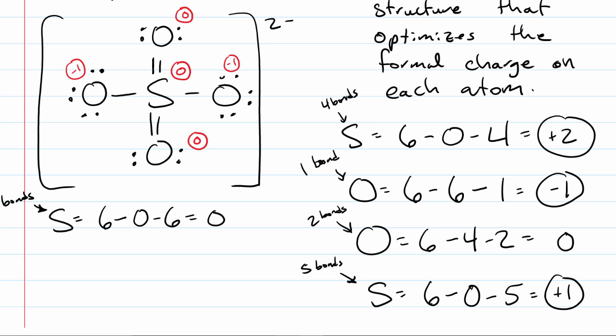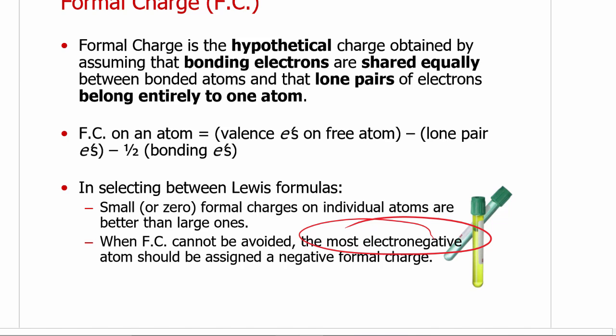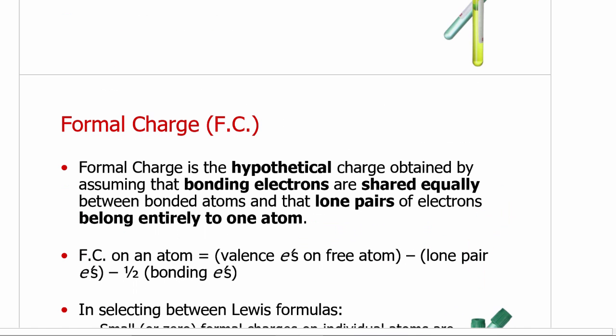Okay, here's another way we can calculate. We just calculated using a formula. Here's another way that you can calculate formal charges, and this is a way to do it graphically. I'll put these now in blue. So what I'm going to do now is go back to our definition of formal charge. In our definition, it says that we're assuming that bonding electrons are shared equally and that the lone pairs belong entirely to one atom.